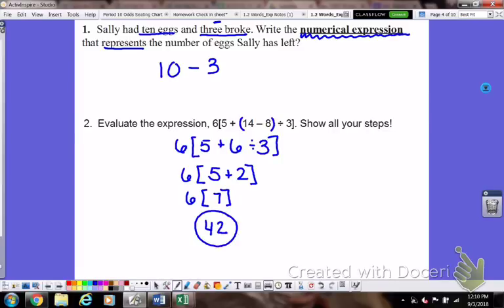And we want to circle that final answer. And notice again, we showed every single step. You need to show every step to receive full credit on problems like this.